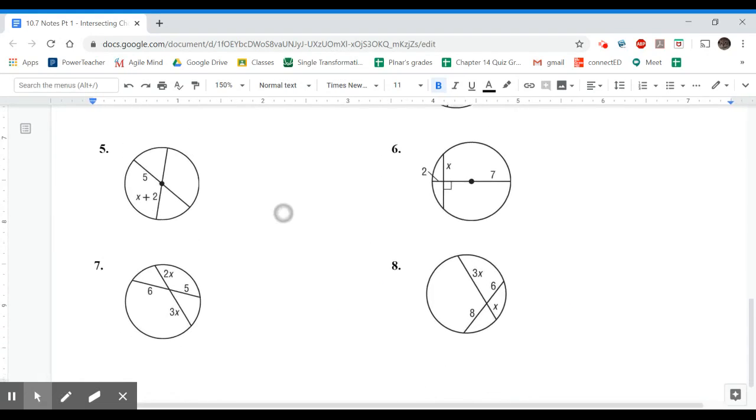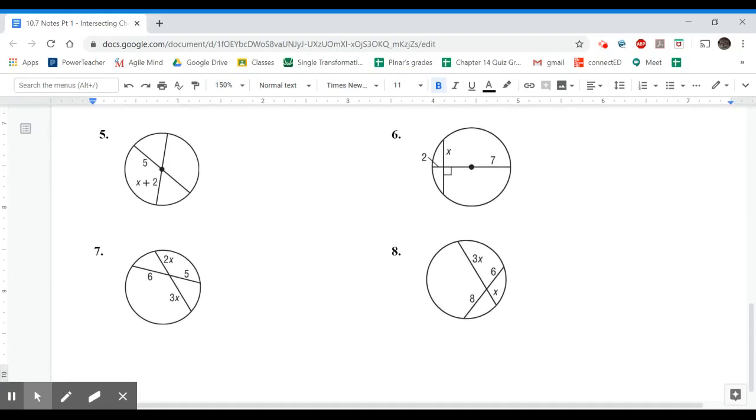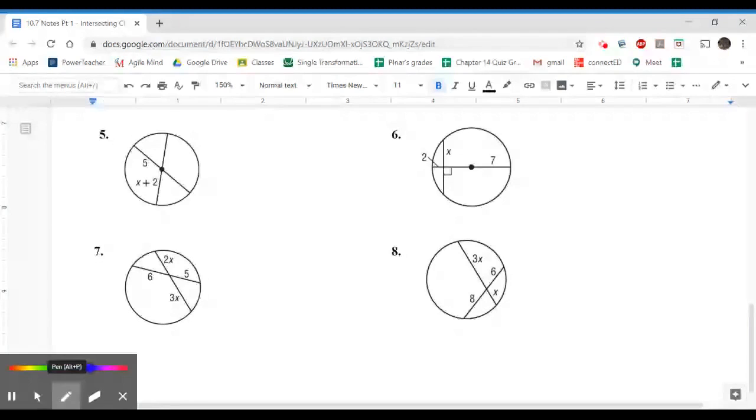Okay, I'm going to move on to number 5. I've made the screen a little bit bigger. So here we have a 5 and an x plus 2, and I don't know what to do with this. Or maybe I do know what to do with this.